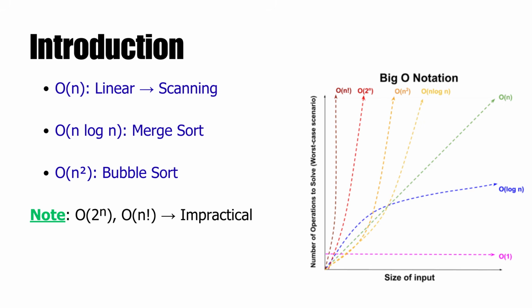O of n squared, quadratic time. Performance degrades drastically as input increases. Insertion sort and bubble sort exhibit this complexity, not ideal for large data. And yes, it gets worse. Algorithms with complexities of O of 2 to the n, or O of n factorial, exist. But let's save those for more advanced discussions. The key takeaway? Lower time complexity generally means better performance.